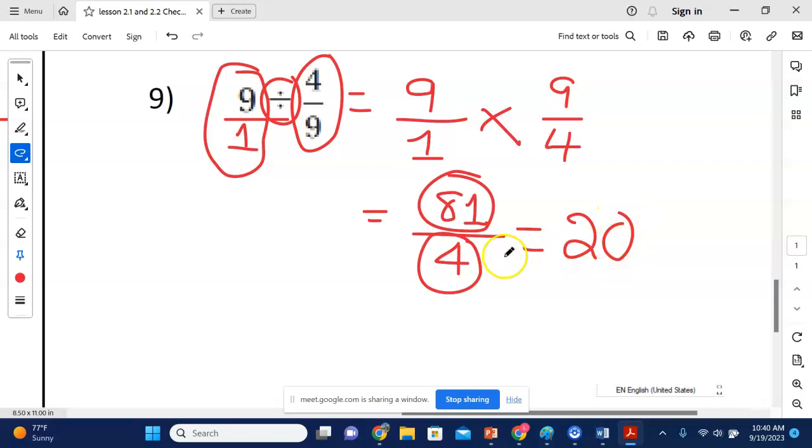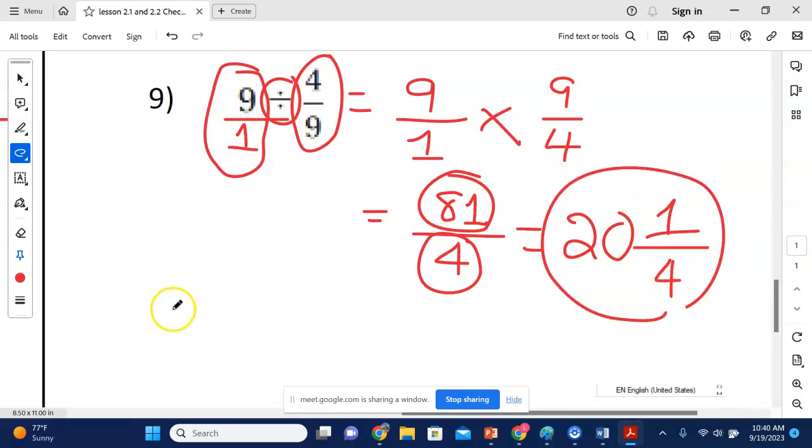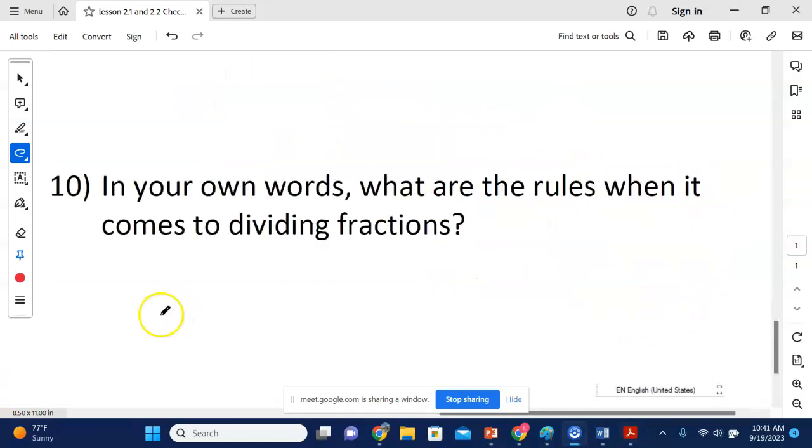How many times does it go into? 20, yeah. And what's the remainder? No, the remainder is 1. Yeah, right? 4 times 20 is 80. So 81 minus 80 is 1. And what is your denominator? 4. So there's your final answer to number 9.